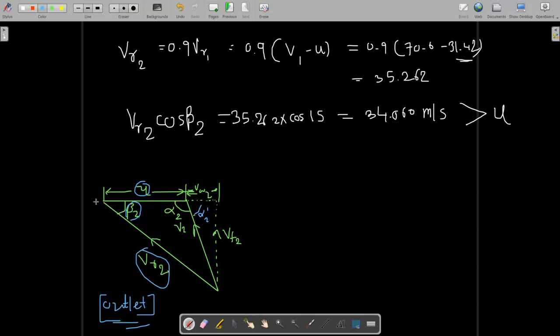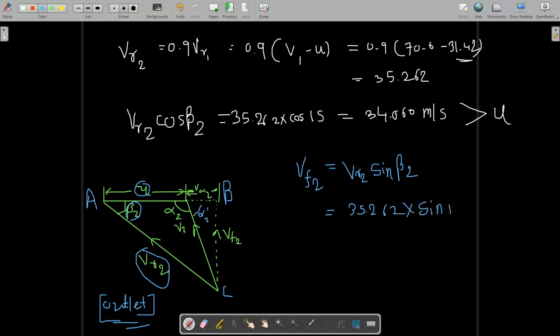So from triangle ABC, VF2 can be written as VR2 sin beta 2. VR2 is what? 35.262 multiplied by sin 15 degrees. When you solve this, you will find 9.126 meter per second. This is the velocity of flow at outlet.